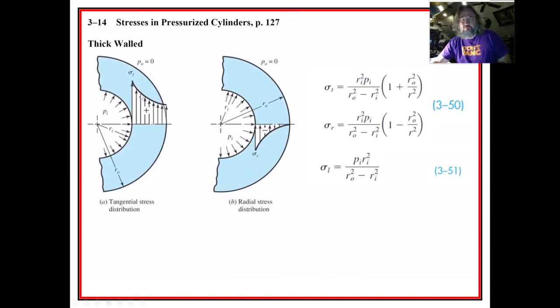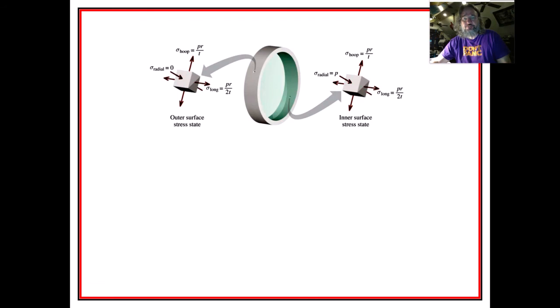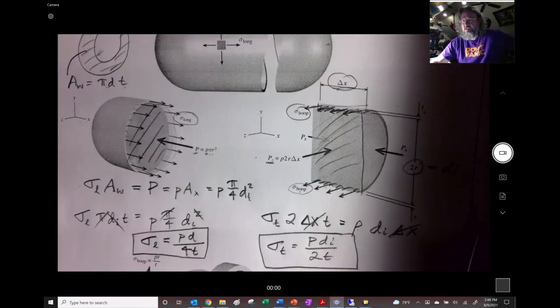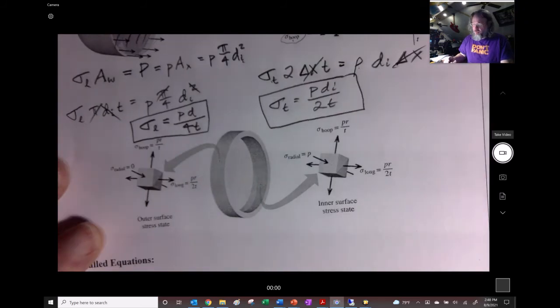Now, it does vary a little bit from the inside to the outside, but our thin wall approximation is basically saying it's so thin that that distribution doesn't matter, and we're just going to take what the average of that tangential stress is going to be. And this figure kind of summarizes what those stresses look like on an inside surface and an outside surface. So let me just summarize again what our equations are going to be, right?